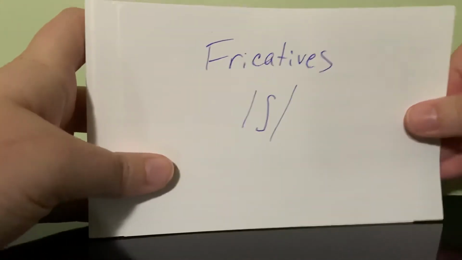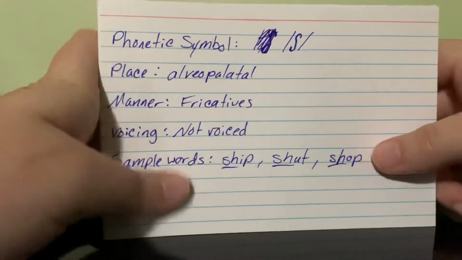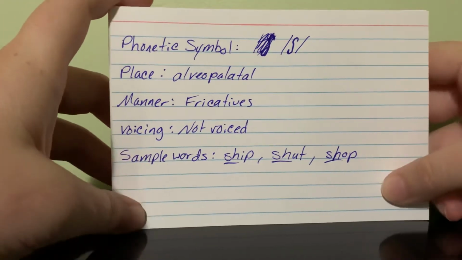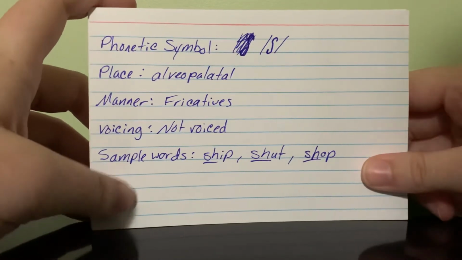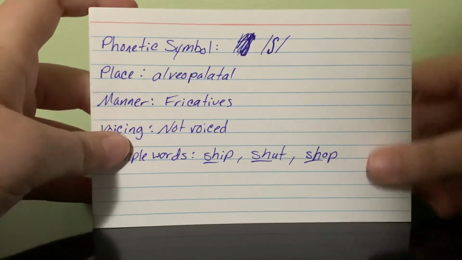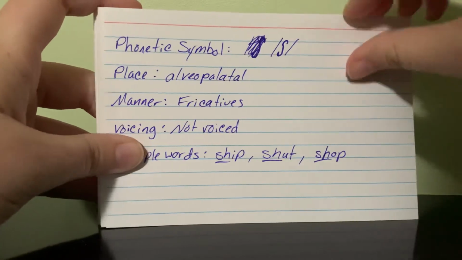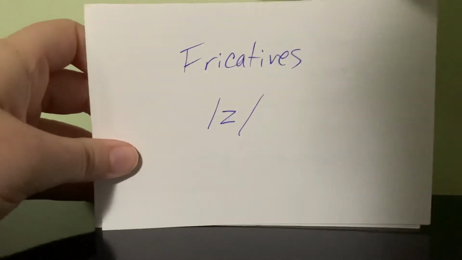The next fricative is this elongated S, which stands for the sh sound, alveolo-palatal, and it is not voiced, and it shows up in words such as ship, shut, and shop, all making the sh sound, and that is the symbol for it, like an elongated S.